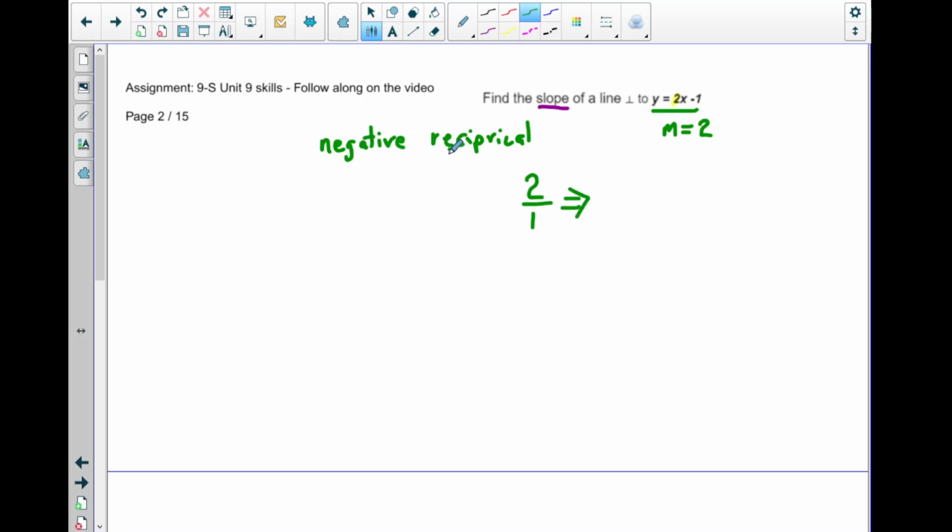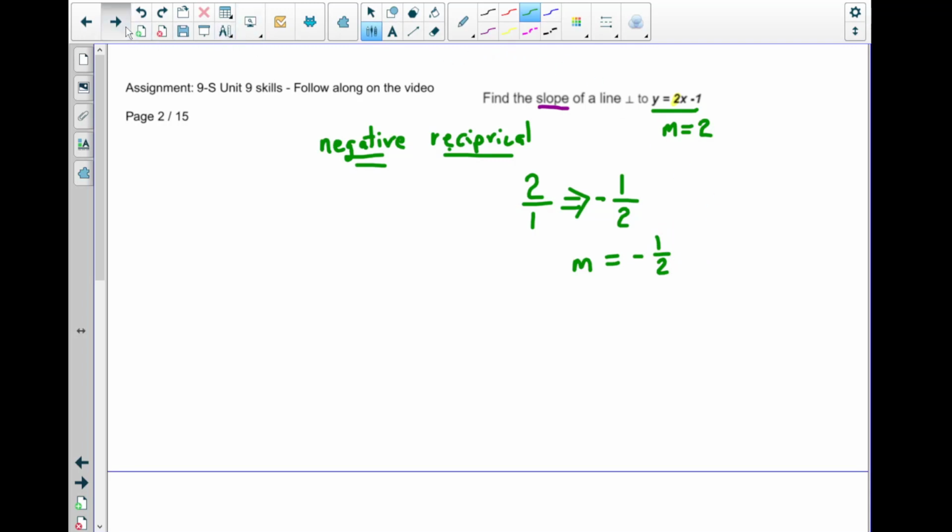In other words, negative. So the reciprocal part is this. And then the negative part just means change the sign to be the opposite of whatever it is. So this was positive 2, so now it's negative 1/2. So the answer to our problem is the slope of that perpendicular line is negative 1/2.